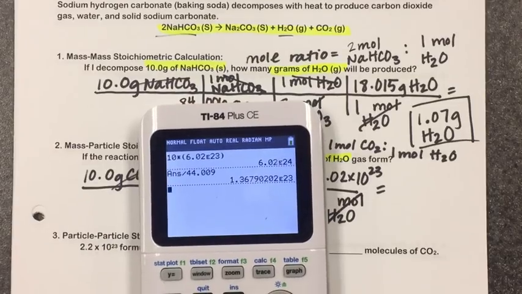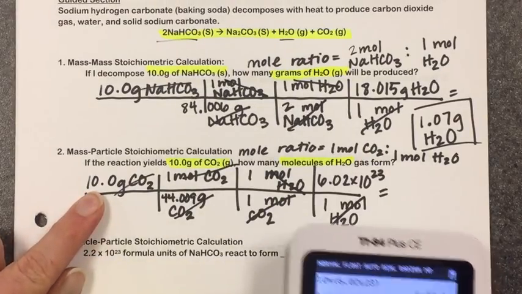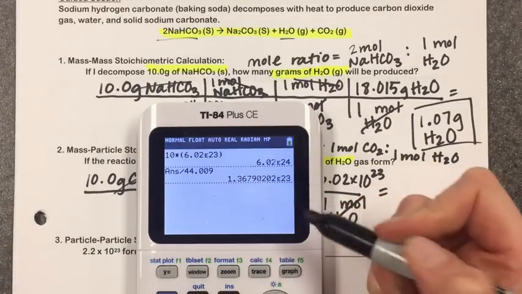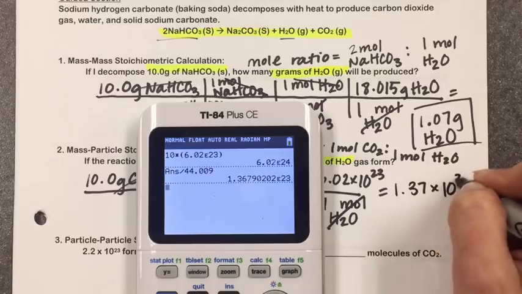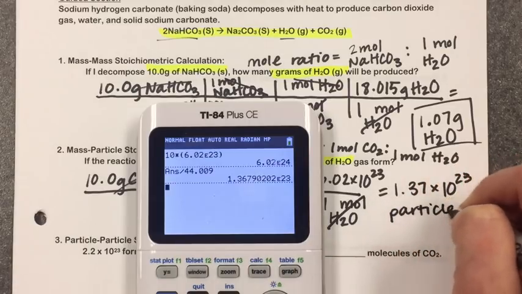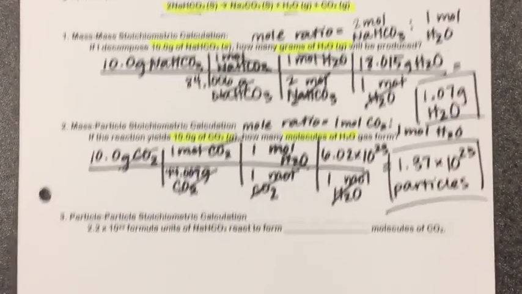Okay, we get a big long number. Again, the number that we were given at the beginning had 3 significant figures, so we're going to keep 3. 1.37, we got to round up, times 10 to the 23rd power. Don't forget the exponent. Okay, so there's the answer for this problem.